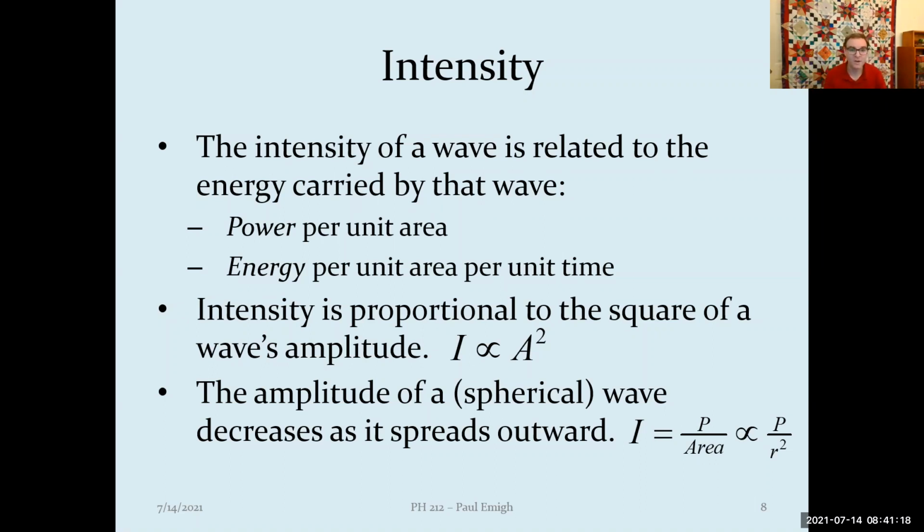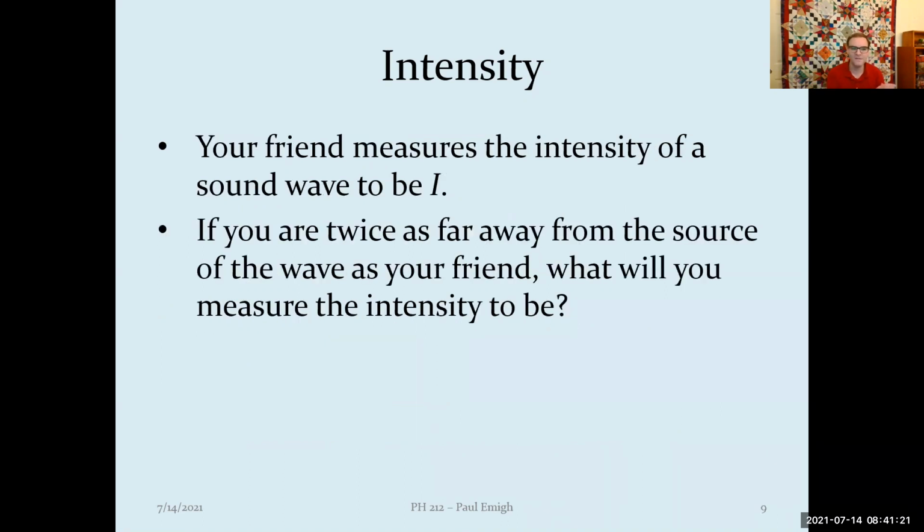I'm going to give you a little practice question to work on in the Get Ready activity, which is your friend measures the intensity of a sound wave to be some number I, and you are standing twice as far away from the source of that wave as your friend. And I want you to think about what you would measure the intensity of that wave to be.